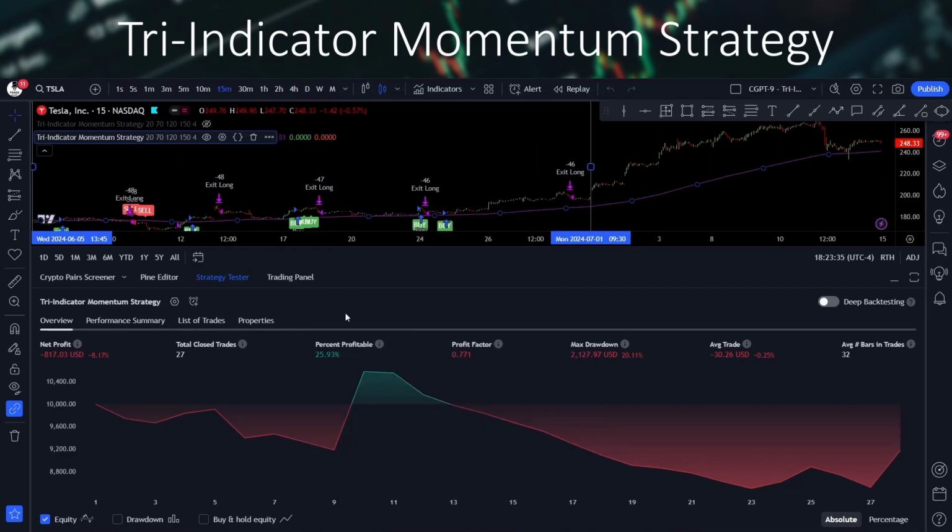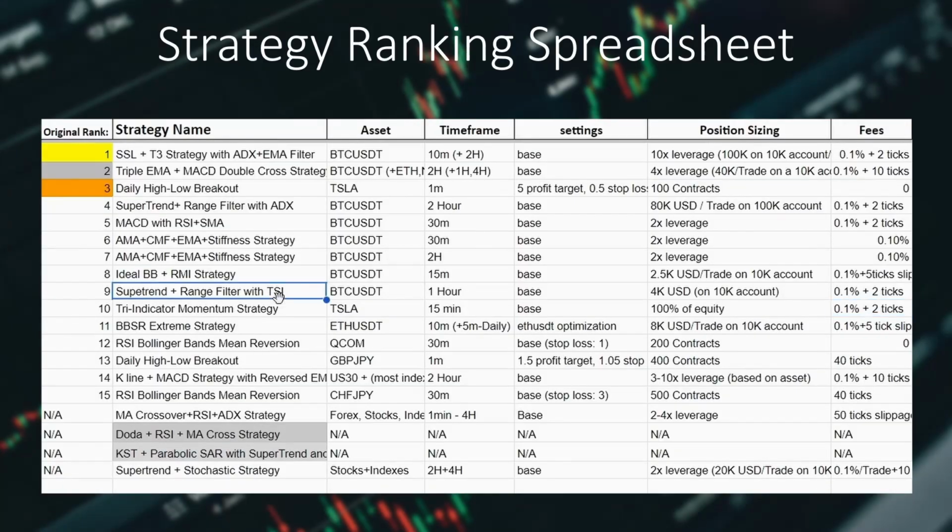And these are the results. Well, this is not profitable at all. It only had a 0.77 profit factor with a negative 8% net profit and 20% maximum drawdown. Let's move on to the next one, the super trend plus range filter with the TSI strategy.